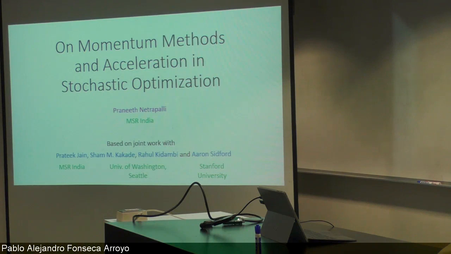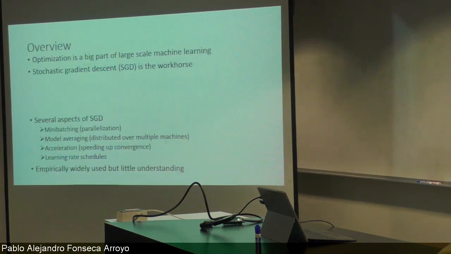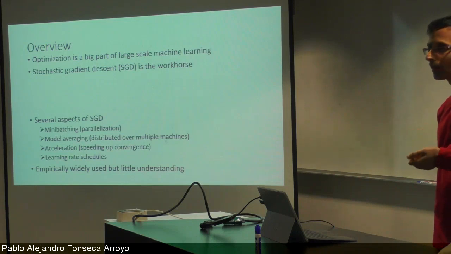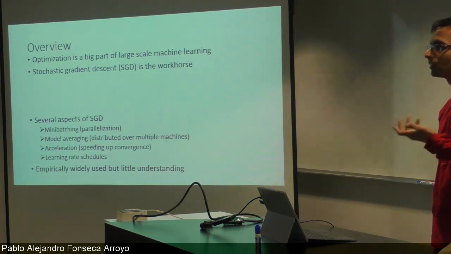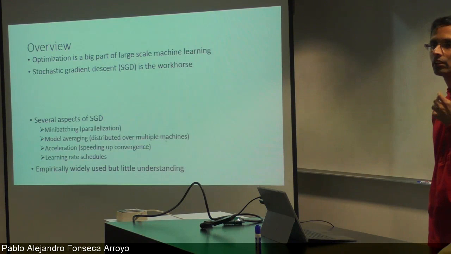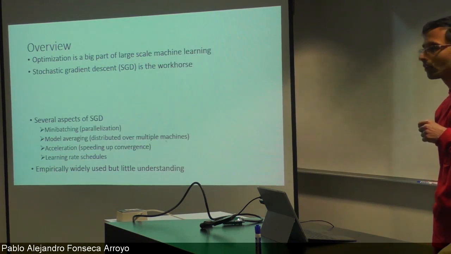Before I get into the details of the talk, let me give you a high-level overview of the kind of work that we have been doing. And as most of us are probably already aware of, optimization is a crucial part of large-scale machine learning these days. And stochastic optimization-based methods, such as stochastic gradient descent, are the workhorses that power these optimization algorithms, right?